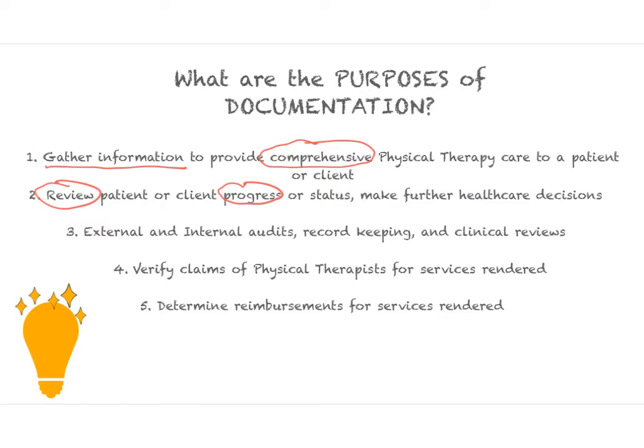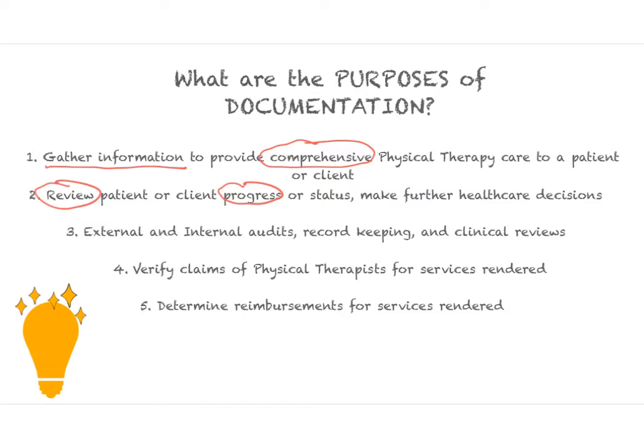Okay, and then number 5, determine reimbursements for services rendered. So numbers 4 and 5 are related when it comes to third-party payers. Okay, so all the reasons why we do documentation are listed from numbers 1 to 5.